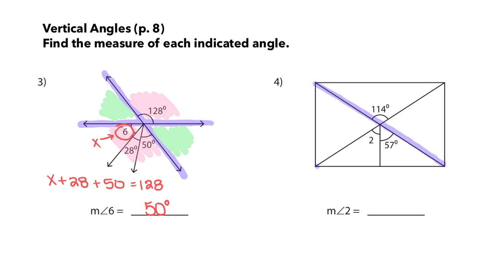All right. We are going on to question number 4, guys. I'm confused. Why is there a number instead of a variable? Okay, don't worry about it. All right.